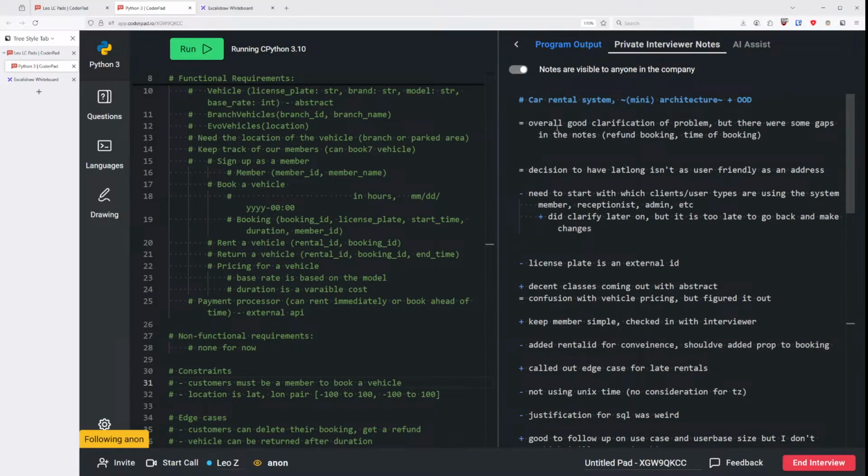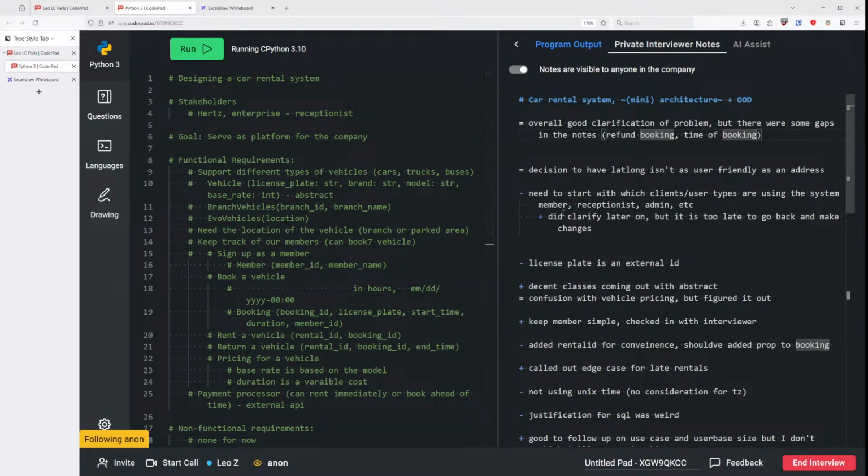Overall, good clarification of the problem. There were some gaps in the notes with regards to the refund of the booking and the time of the booking. Those are two things that I definitely did say at the beginning, but you missed them in the notes. If you didn't even know you missed it, then be more careful about that. If you knew you missed it but you're asking for clarification, you might want to say that. Say, hey, I know you talked about the booking and the refunds. Can you elaborate a bit on that? How would that work in this case? So a little bit of a gap in the notes, but overall that was still pretty good.